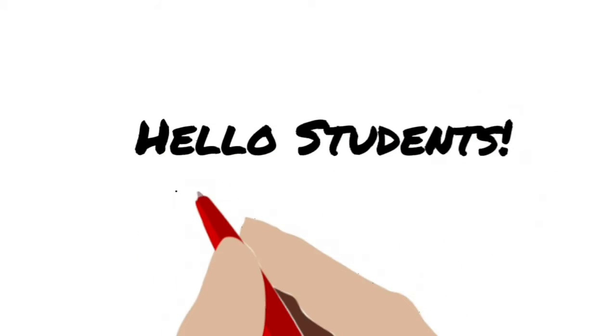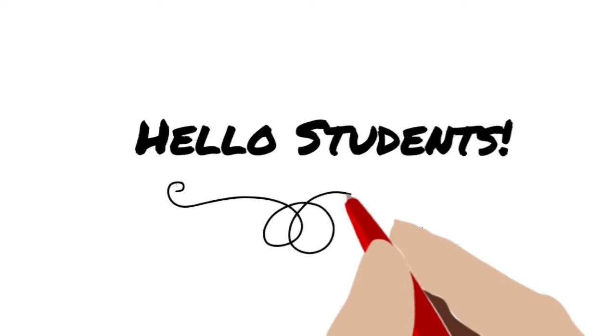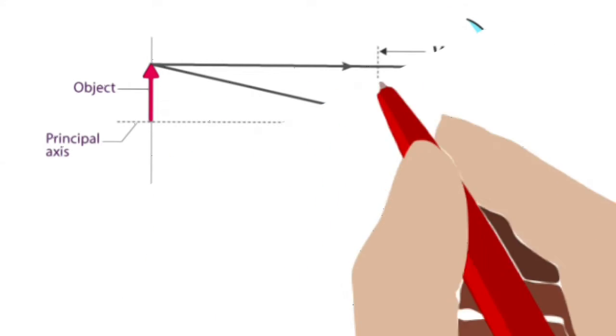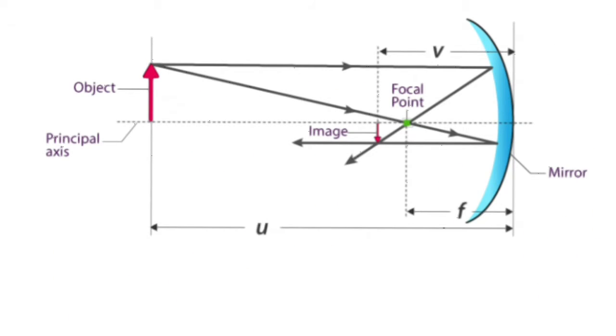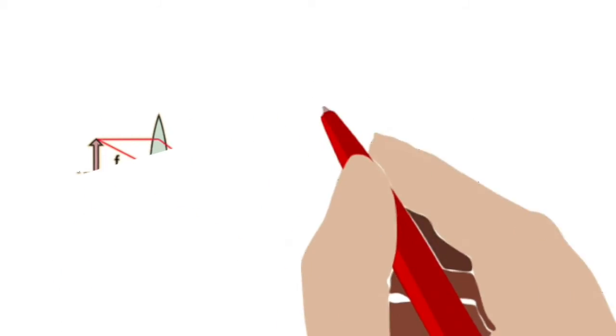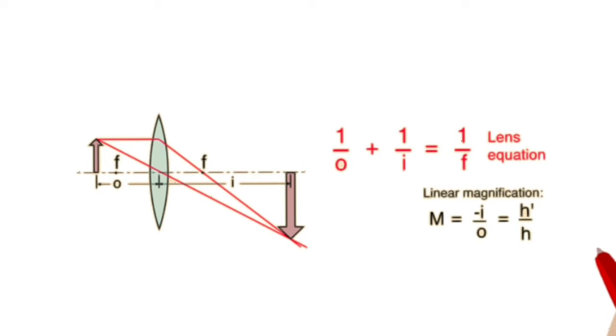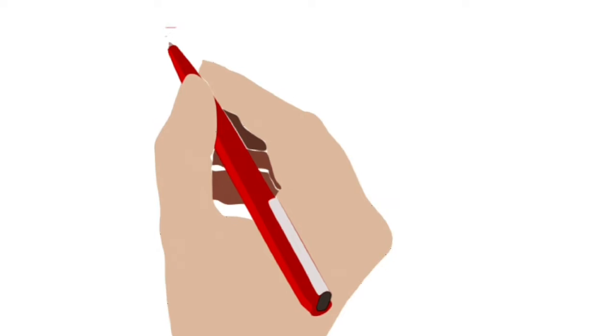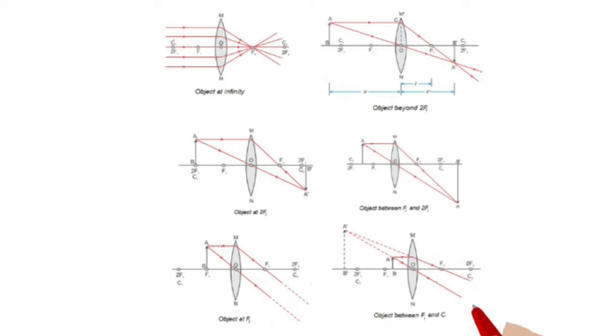Hello students. Today in our science class we will be talking about the mirror and lens formula. Also we will be talking about magnification and then various cases of refraction of light. So let us immediately start.